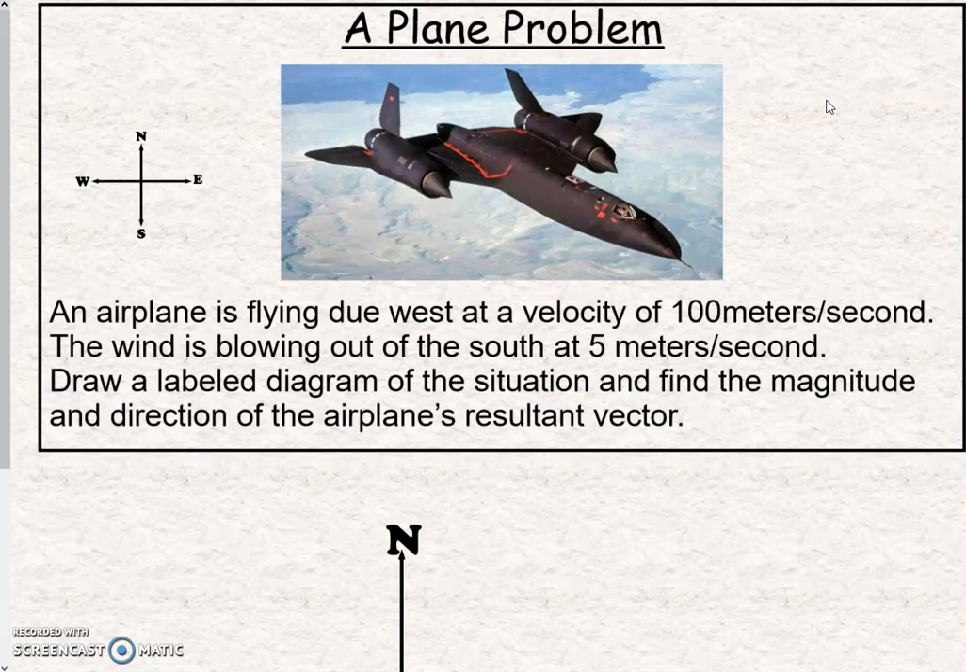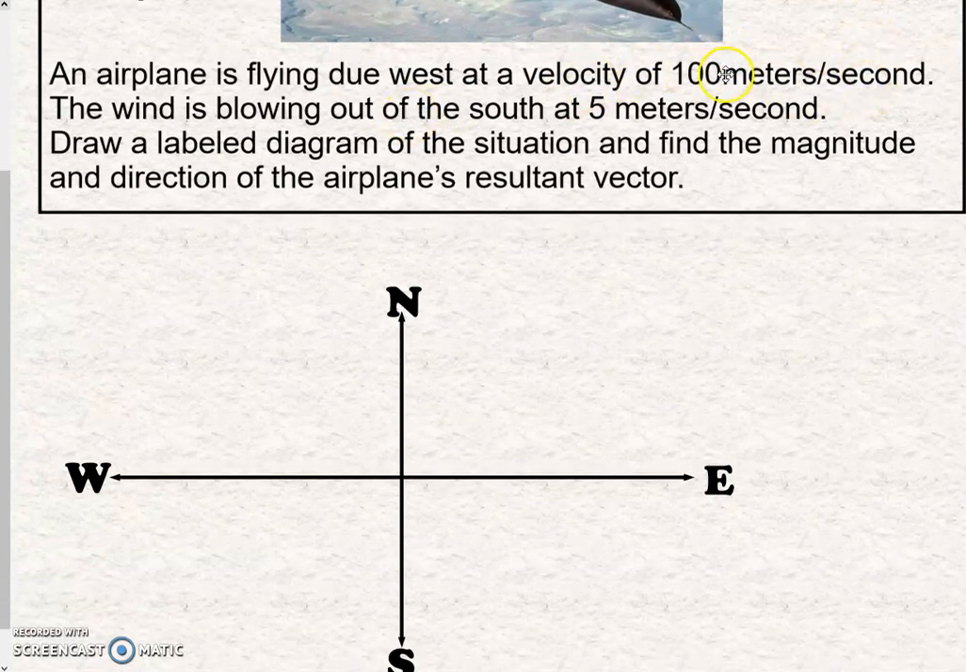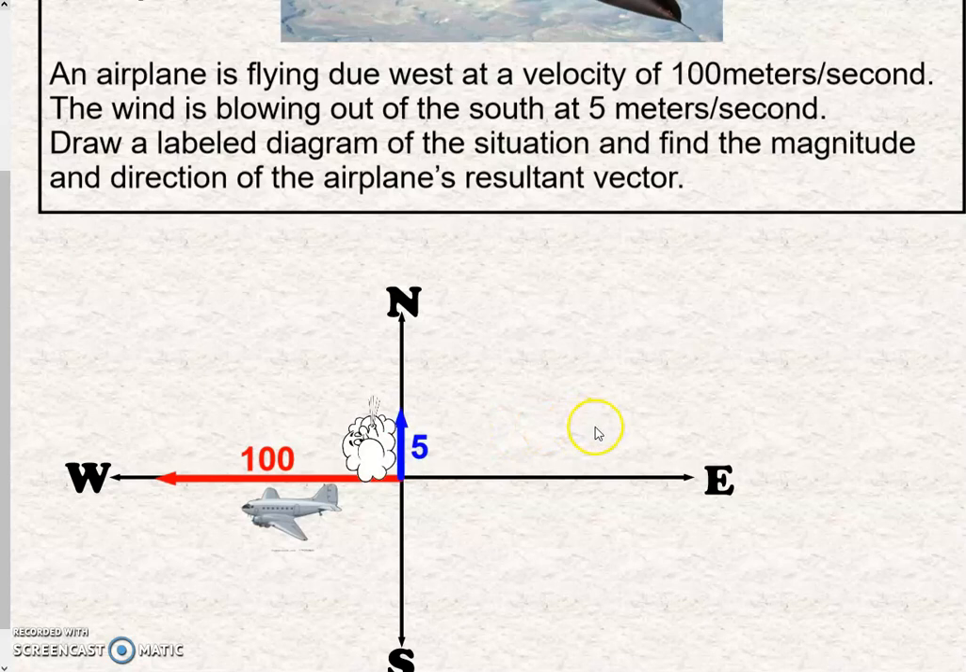Hey, welcome back. Hopefully you paused it and drew it. We have this airplane flying due west at a velocity of 100 meters per second. So we can use vectors to represent distance, but also speed. Or if you give speed a direction, it's called velocity. So we're going due west with our airplane, 100 meters per second. Now the wind is blowing out of the south, so it's blowing north, up at 5 meters per second. This may not be the best way for me to draw this, because the wind is going to be blowing the airplane up north a little bit.